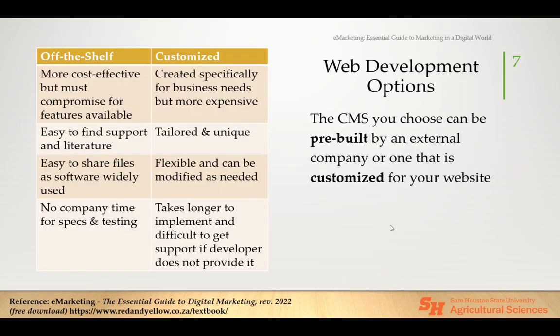The CMS you choose may be either pre-built or customized. And we see here we've got advantages and disadvantages for each of these. The off-the-shelf, which is the pre-built, is more cost-effective, but you will probably need to compromise for available features. A customized CMS means that a website will be created specifically for your business needs, but it's going to be more expensive. There are other advantages and disadvantages that you may wish to review.